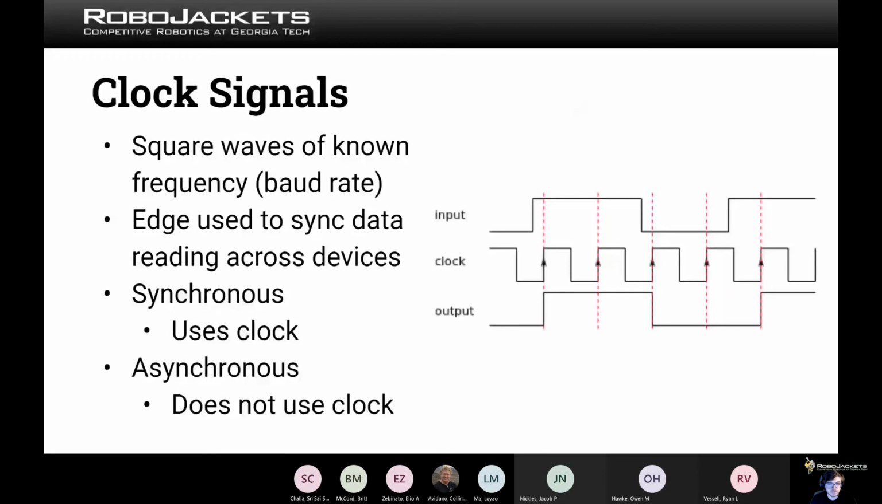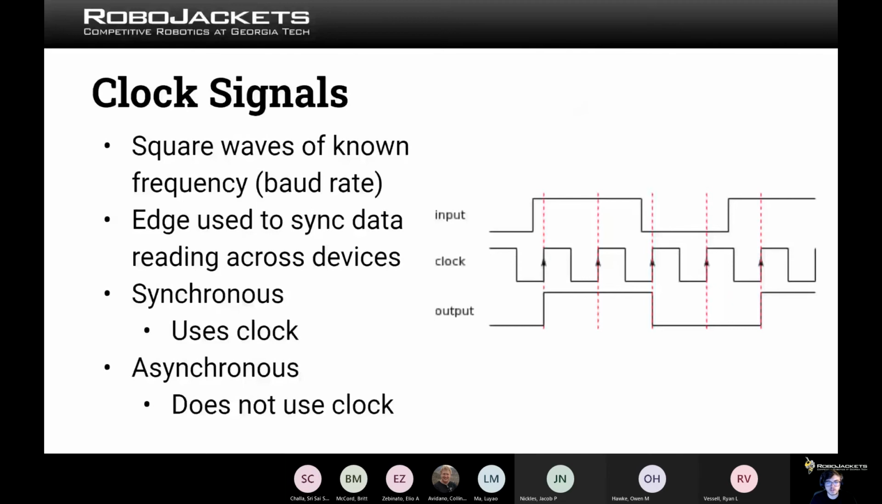I mentioned clocks. What are clocks other than the things that tell time? Fun fact, they do a similar thing in electrical and firmware systems. They're usually a square wave of a known frequency, often called the baud rate, and you may also see it called that. They use the edge of this square wave of constant frequency to sync data reading across devices.